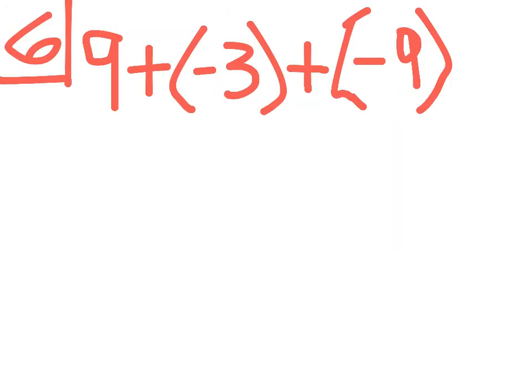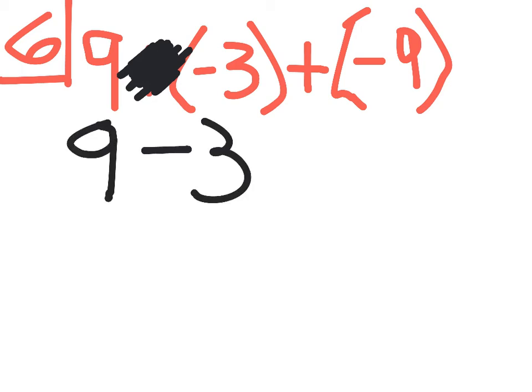Alright, example 6. This is A. It says 9 plus negative 3 plus negative 9. Again, what we're learning here is anytime we have double signs, we got a plus negative, scribble out the plus sign. So now that says, instead of 9 plus negative 3, it says 9 minus 3. We also have another double sign here, plus negative 9. The plus and the negative are right back to back. So we take out the plus sign, and now that negative 9 becomes minus 9.